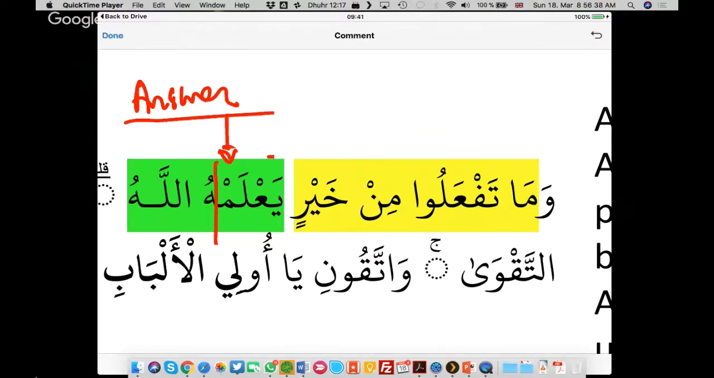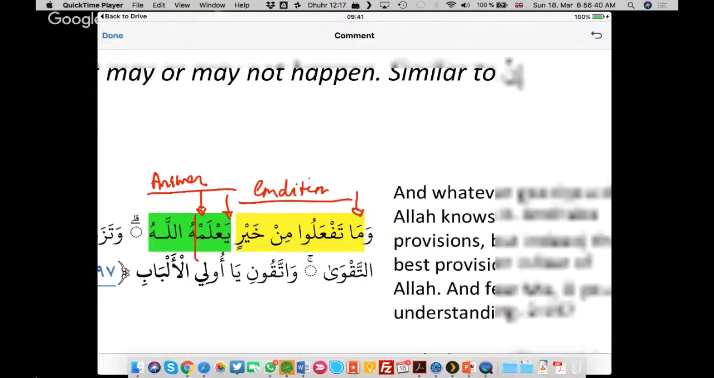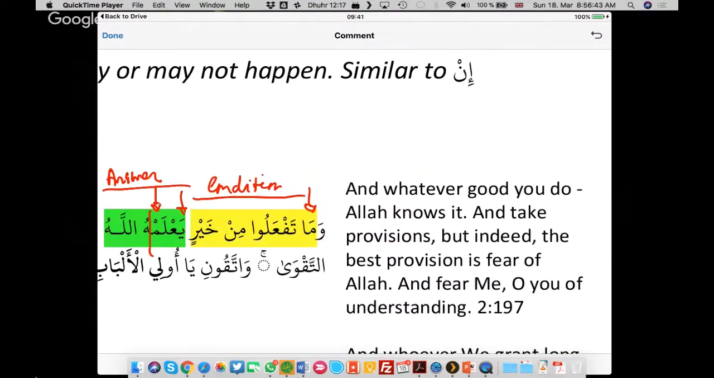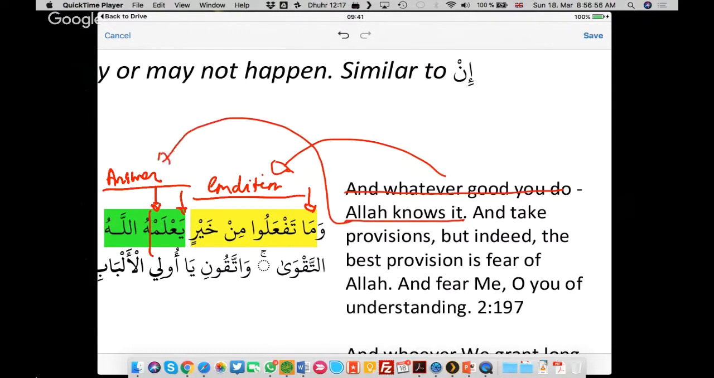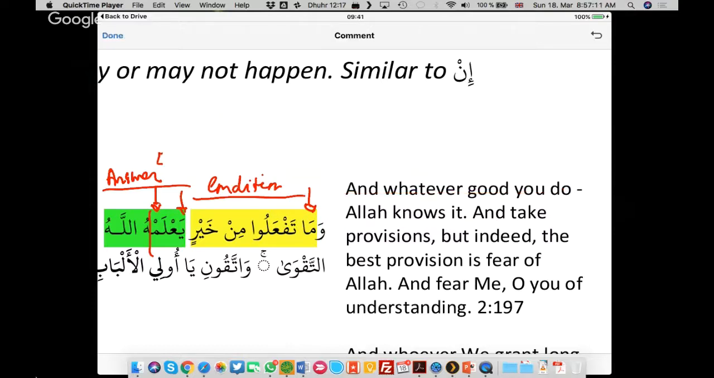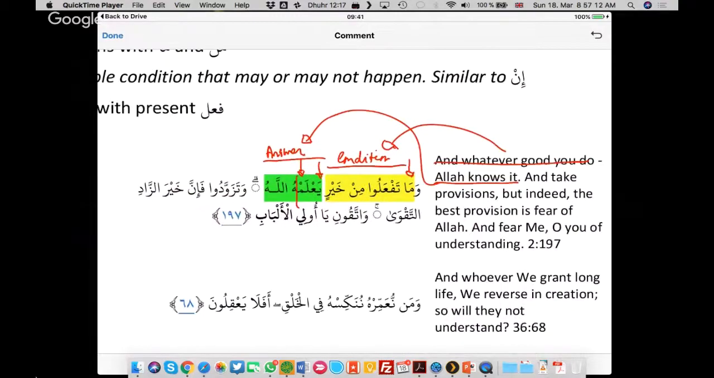Okay, you see my point? Let's look at the translation here. And whatever good you do, which is the first part, this one, condition. Allah knows it. This is the answer. Ya'lamhu Allahu. The word Allahu is the outside doer of Ya'lam because it's a huwa form. Allah knows it. Okay? Allah knows it. Let's take a look at another example.